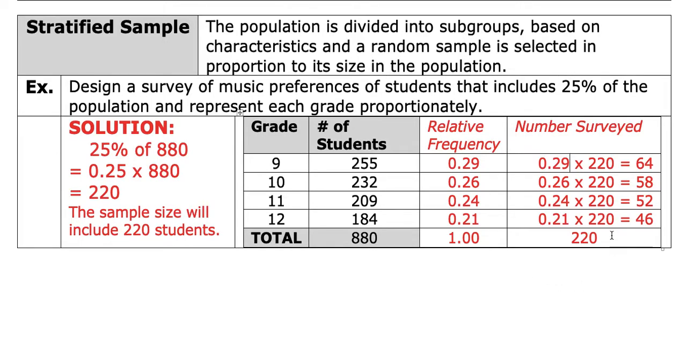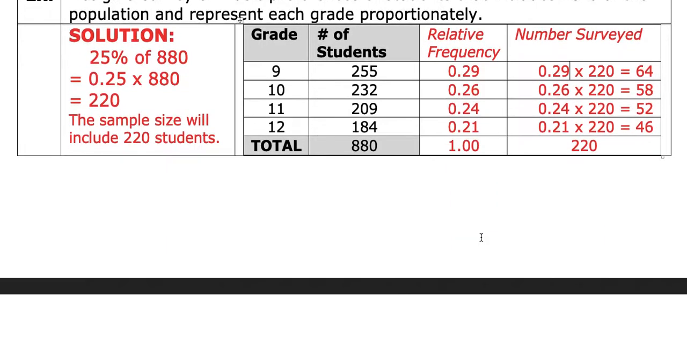Okay, so notice that the total here matches what we need. And sometimes we'll need to use rounding because we might end up with a portion of a person and we would round to the nearest whole.